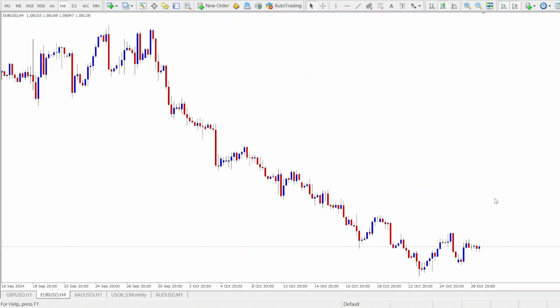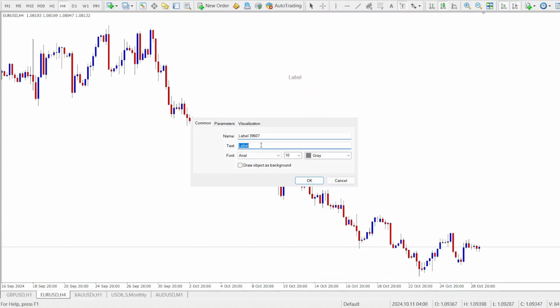So what exactly is the ICT Silver Bullet Strategy? At its core, this strategy is all about identifying high probability areas in the market where price is likely to make a significant move.